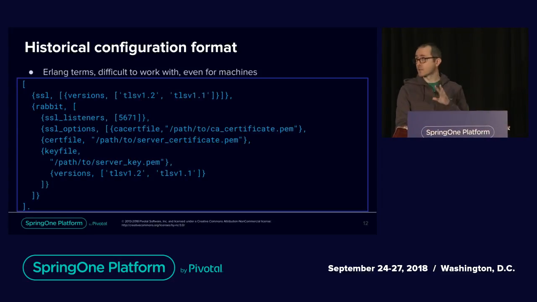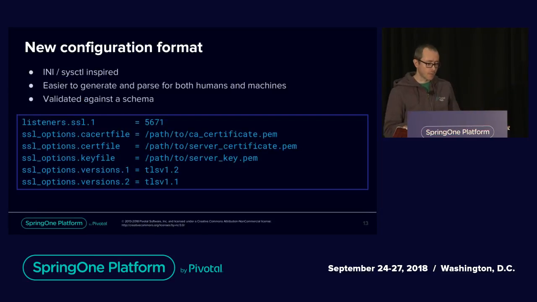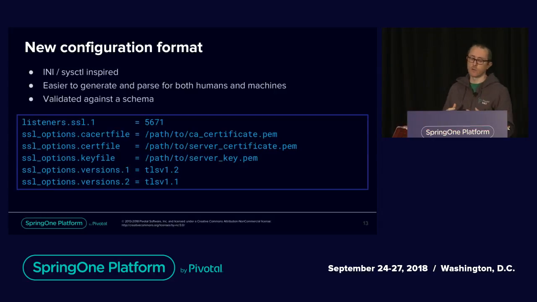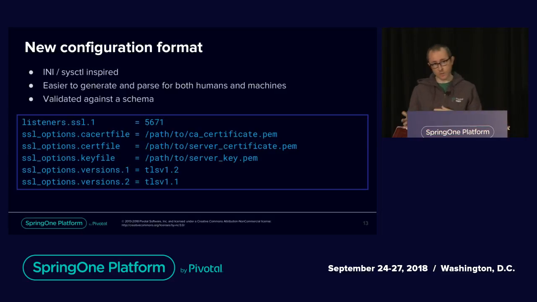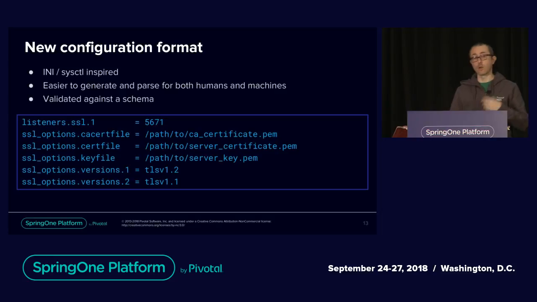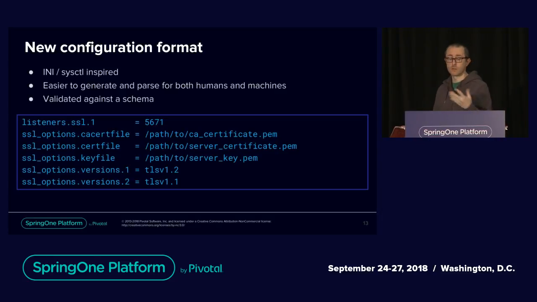So this format is still valid. We call it now the advanced format. And the new configuration format is just made of key value pairs. It's a simple text-based format. So it's much easier now to generate and parse, for humans and for machines as well, to generate configuration. And there's even validation against a schema. So we even get better error messages in case of something wrong in the configuration.